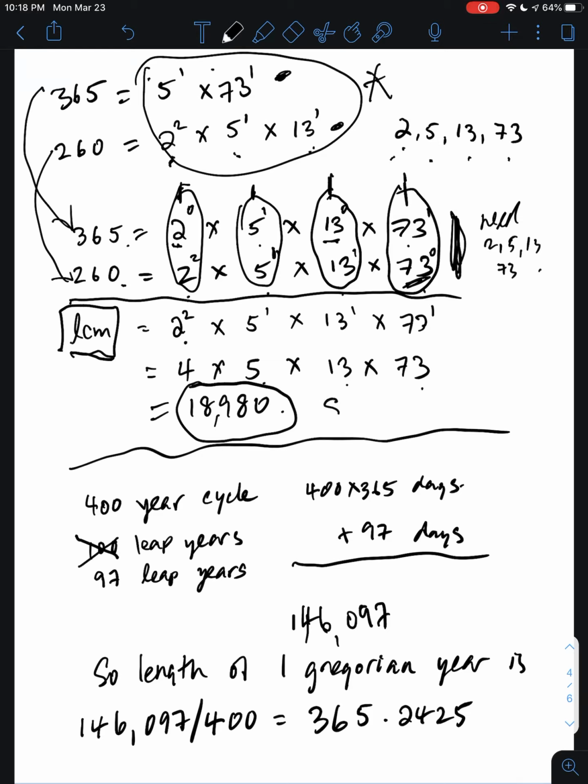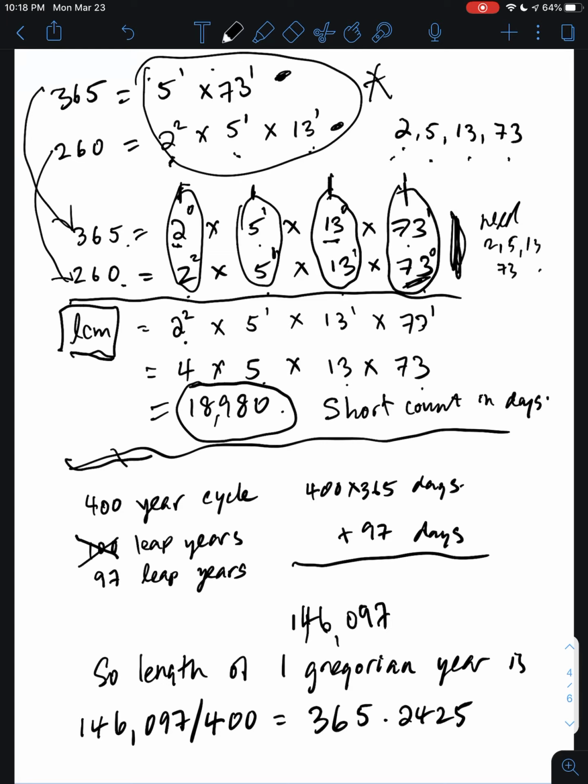That means that this is the short count in days. So that is the Mayan short count calendar, has 18,980 days.